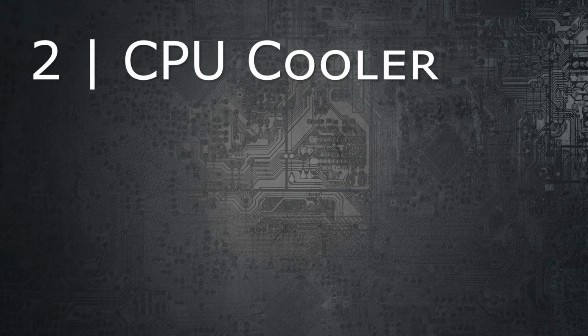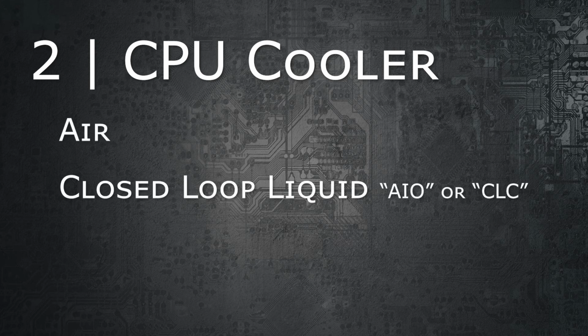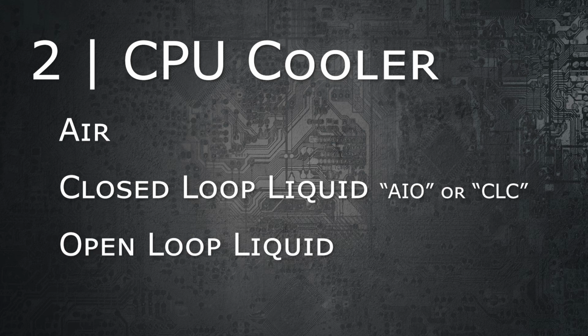The next component we'll be looking at is the CPU cooler. This is the component which keeps your CPU from overheating while you're working, and there really are three mainstream CPU cooler types: the air cooling, closed loop liquid cooling, and open loop liquid cooling systems. The closed loop liquid cooling system is often called an AIO, or all in one liquid cooling system, and we'll just be going over these in a little bit more detail.